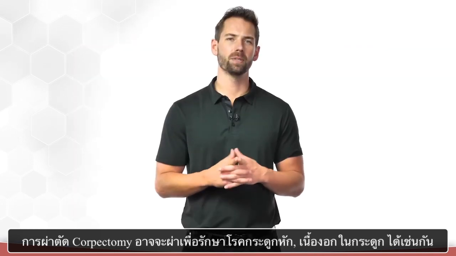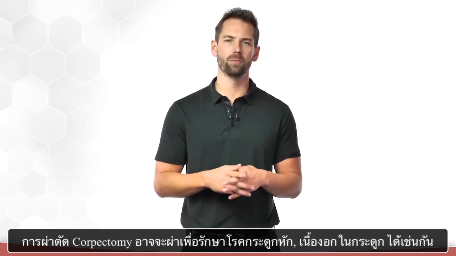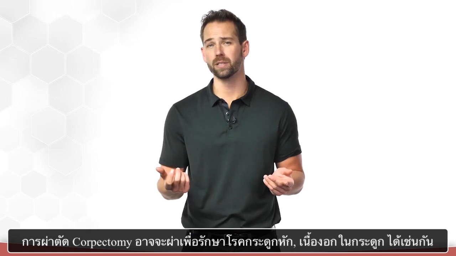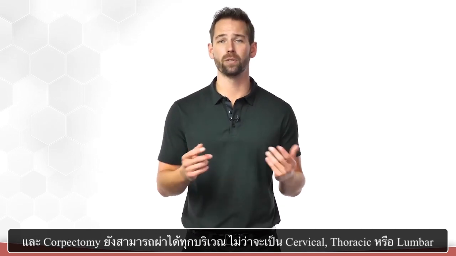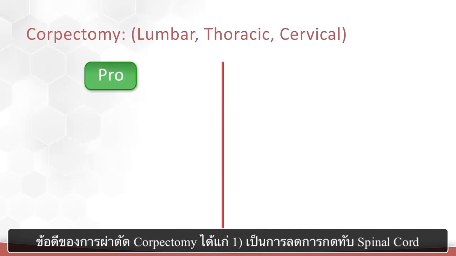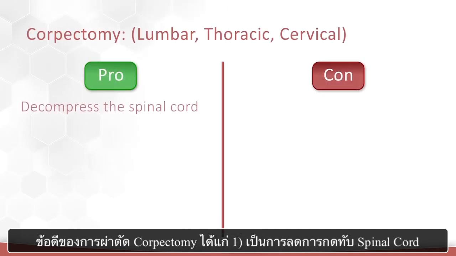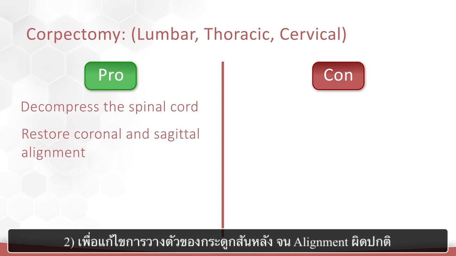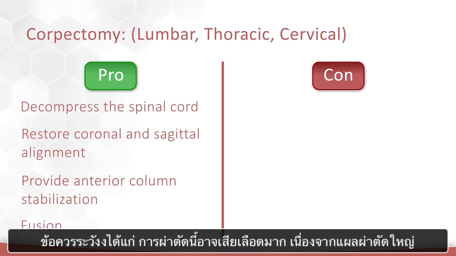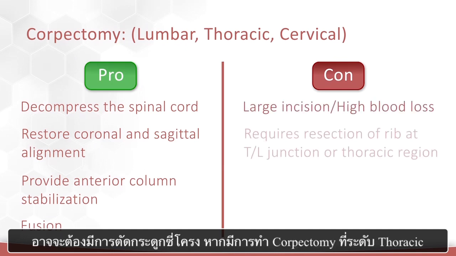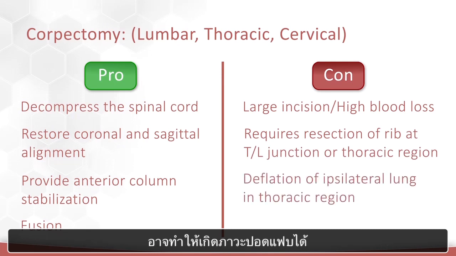The procedure can be used to treat some fractures, tumors, infections, or spinal deformities. Corpectomies can be performed in the lumbar, thoracic, or cervical spine. Positives of corpectomies include decompression, restoration of coronal and sagittal alignment, anterior column stabilization, and fusion. Some challenges include a large incision resulting in high blood loss, rib resection, and ipsilateral lung deflation.